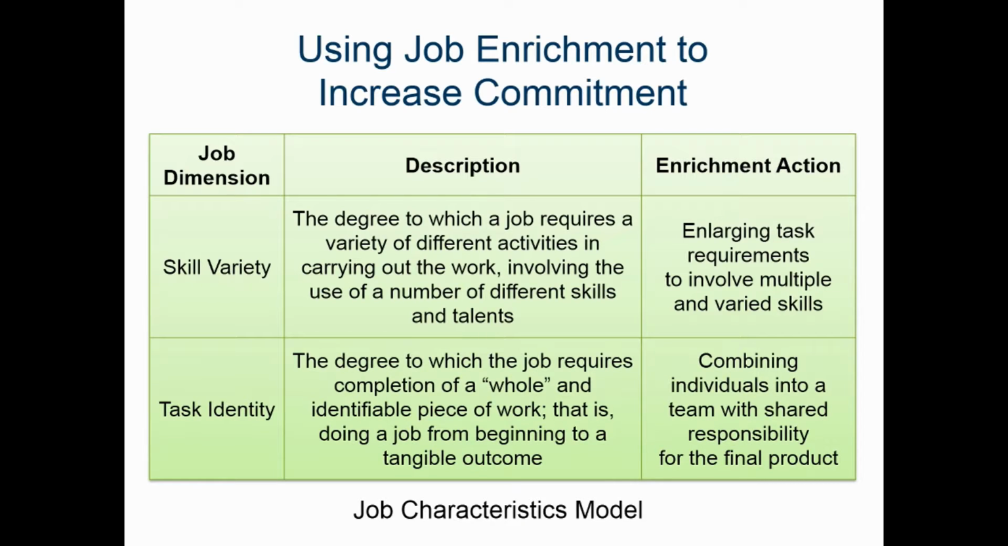That also creates commitment. If we take a look at Oldham and Hackman's model of the job characteristics, there are 5 key job characteristics. Skill variety. Skill variety is the degree that a job requires a variety of different activities. In other words, if we're doing the same 3 tasks over and over and over again, we're going to get bored with it. So with skill variety, we give our employees an opportunity to use different skills and talents so that they're not doing the same repetitive motion over and over again. What it does for enrichment is it enlarges the task requirements. It requires an individual to increase their skill set.